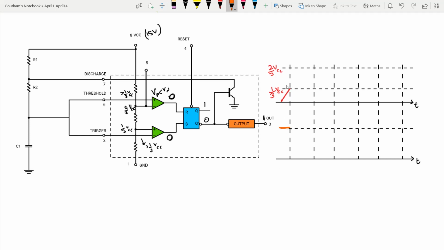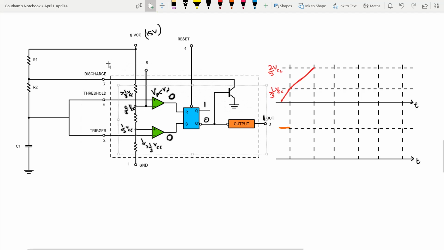Now what would happen when the capacitor starts moving above 1/3 VCC and goes on moving till 2/3 VCC? The capacitor is charging now. Remember, it is getting charged through these two resistors, R1 and R2, and it is now moving towards 2/3 VCC. Now let us see what happens when the capacitor acquires a charge that is slightly, a small 1 millivolt, greater than 2/3 VCC.